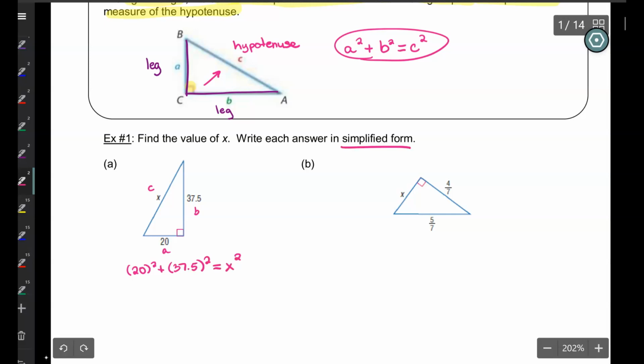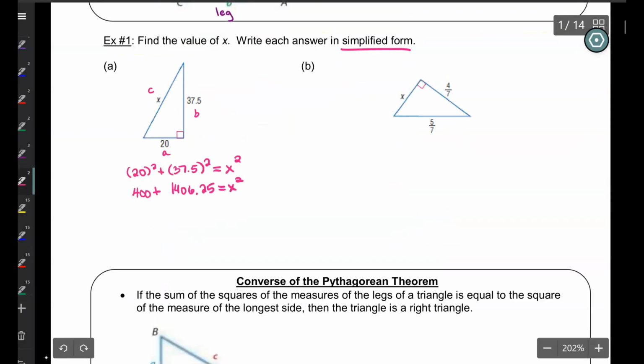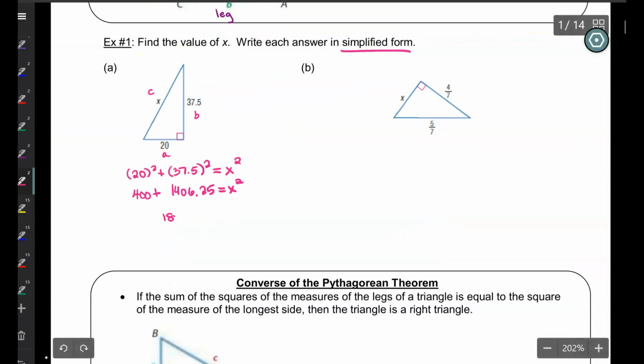And note that I said put everything in simplified form. So let's take a look when we do this. And have a calculator handy for this lesson, or you can have Desmos open, whatever works for you. So 20 squared is 400. 37.5 squared is 1,406.25. So I'm going to combine, and then I want to take the square root. And actually this one works out if you just type in the square root of 1,806.25 into our calculators.